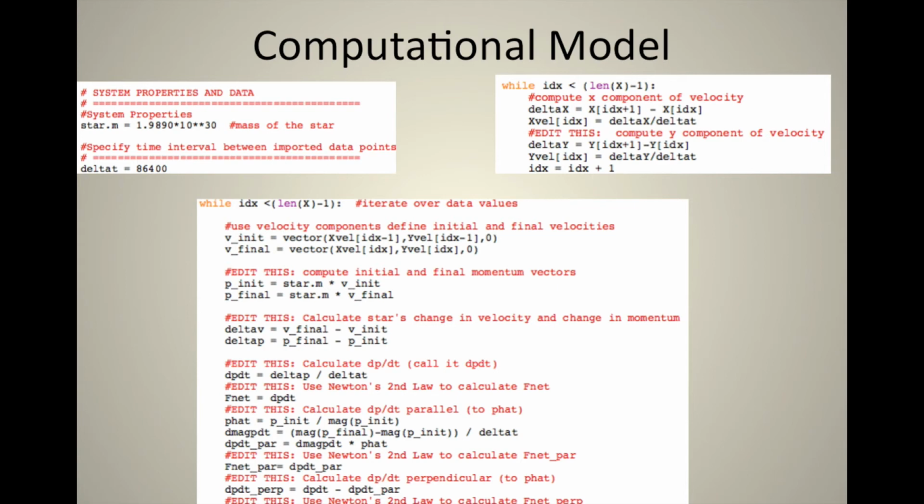To find the parallel component of dp/dt, we need to find the change in the magnitude of the momentum and place that over delta T. Then we multiply that by the direction of the motion. This reflects an increase or decrease in speed of the star. Now to find the perpendicular component of dp/dt, we simply subtract the parallel component from the total dp/dt value. And this gives us F net perpendicular.